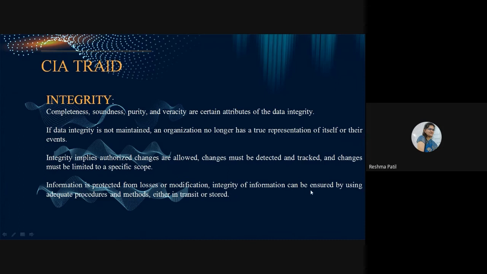Integrity of information can be ensured by using adequate procedures and methods, either in transit or stored. So here we have to apply some procedures and methods that will ensure that our data is not going to be modified during transition or storing.